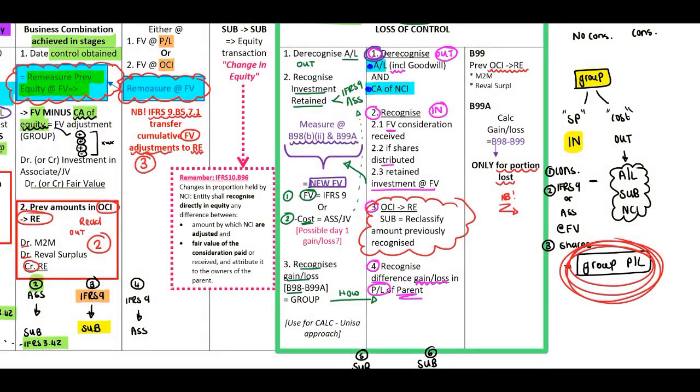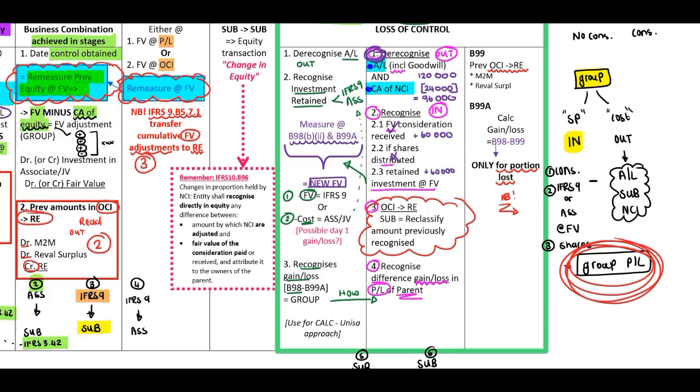Do you recognize assets and liabilities? Yes, we have the 120,000 in this example. Then the 24,000 relating to our NCI. And this is 96,000. Step number 2, recognize the fair value of the consideration. Yes, this is the 60,000. If shares were distributed, no. The retained investment at fair value, yes, this is the 60,000.